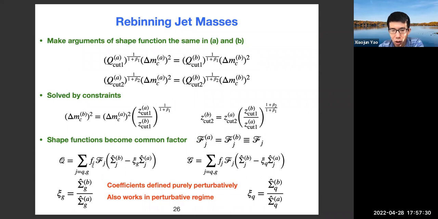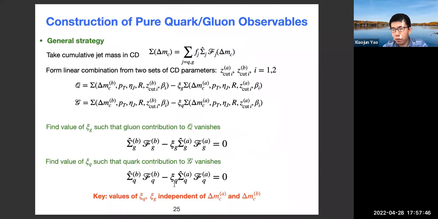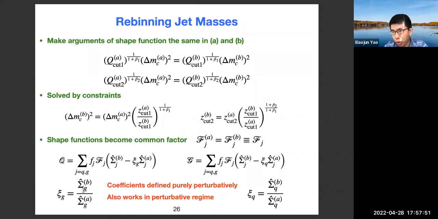And then the observables can be written this way. The non-perturbative shape function becomes a common factor for the A set and the B set. And the linear combination works in this way. So we only have the linear combination of the perturbative pieces here. And then by imposing these conditions for defining the CG and the CQ, we find a purely perturbative construction for these linear combination coefficients.